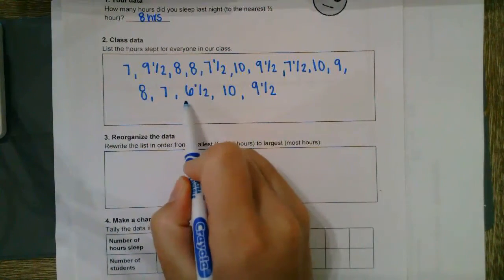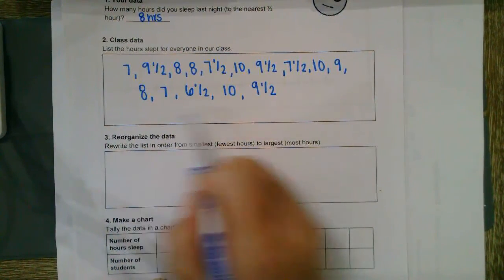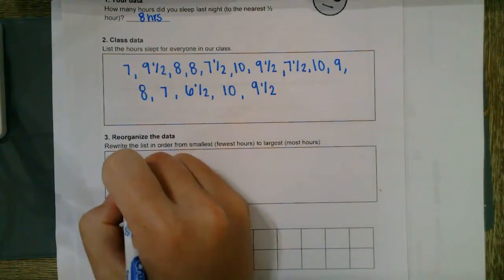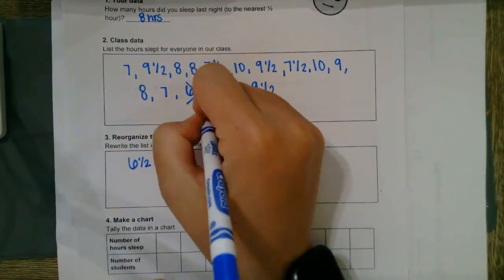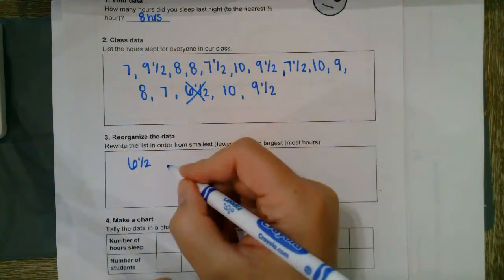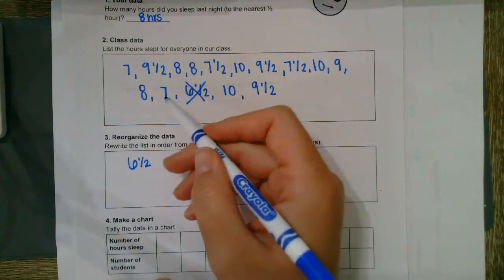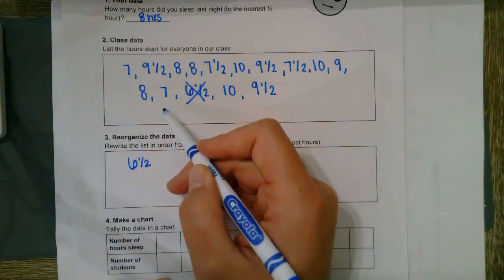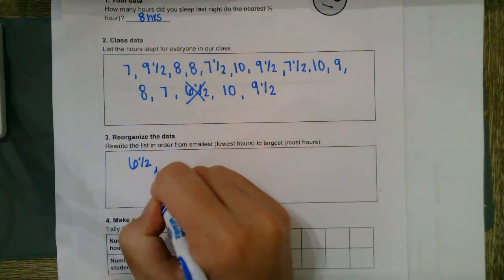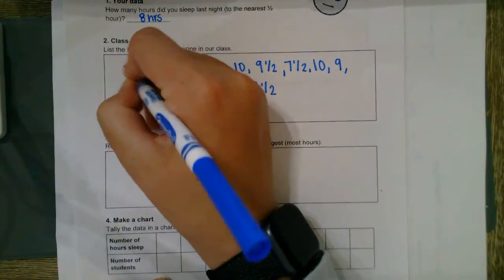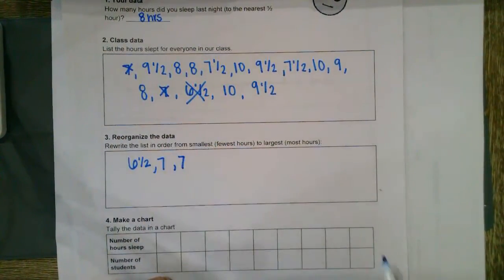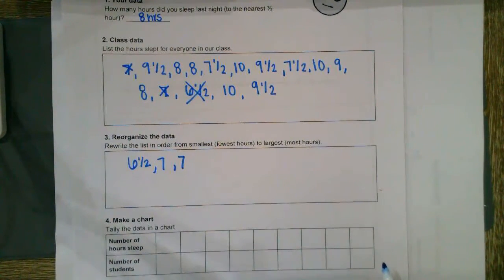Like I already see that the smallest number in this data set is 6.5. So I'm going to start with 6.5. And then you might want to cross that out knowing that you've already used that, because when there's multiples, like there's multiple 7s, it's helpful to cross out the 7 that you've already organized. So pause this video and reorganize your data right now.